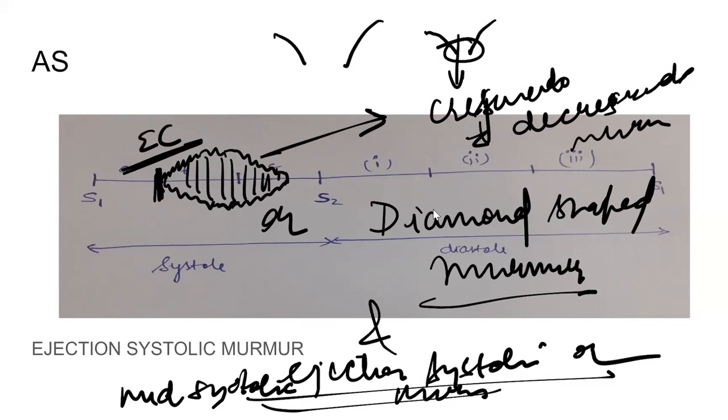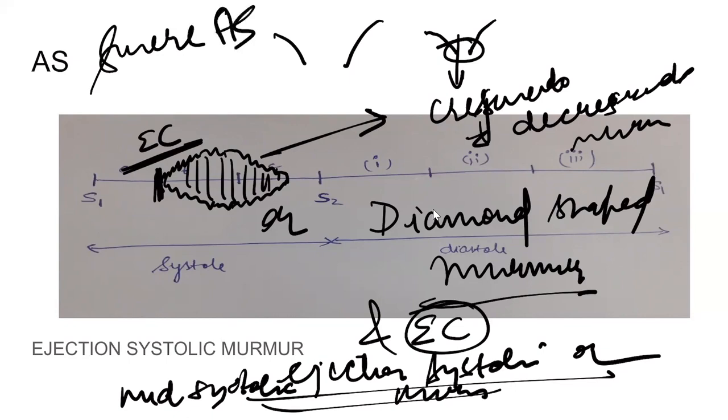And it is associated with an ejection click. And whenever there is severe AS, as we've already discussed, there can be reverse splitting of S2.